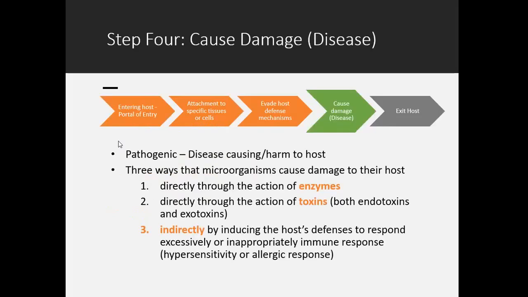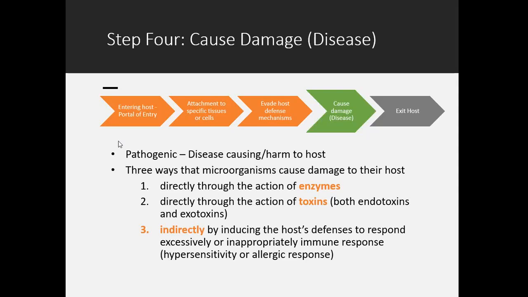So after we get through with evading the host defenses, then we come to causing the damage, which is step 4. So when we talk about damaging the host, ultimately, remember the definition. In order to be a pathogen, the microbe has to do damage to the host. So the manifestation of the disease symptoms can range from all different kinds of things, but a lot of those are going to come from how the microbe caused the disease.